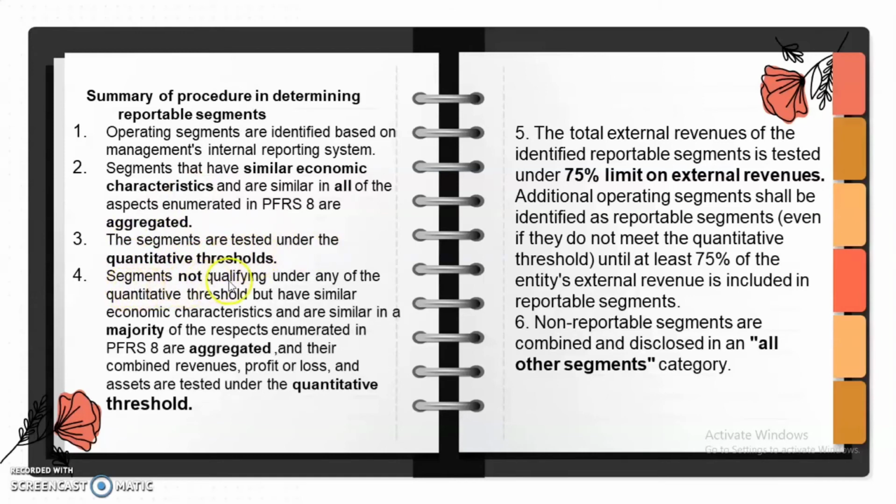Next, segments that are not qualified under any of the quantitative thresholds but have similar economic characteristics, and are all similar in the majority of the respects enumerated in PFRS 8. Next, the total external revenues of the identified reportable segments is tested under the 75% limit on external revenues. And lastly, non-reportable segments are combined and disclosed in an all other segments category.